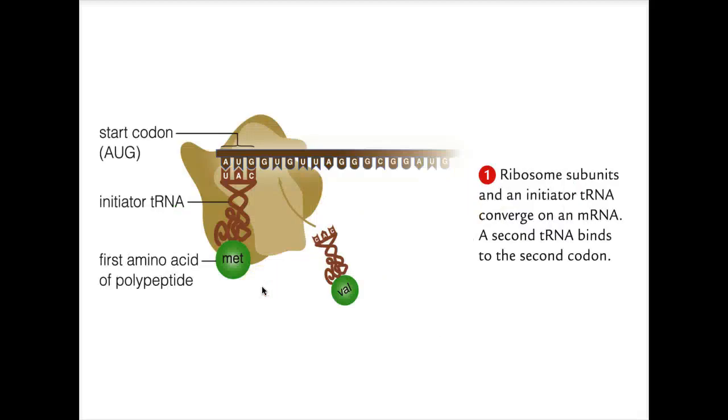So let's take the steps of translation one at a time. Here we can see the brown. This is our messenger RNA. Our ribosome has come together on our messenger RNA. And the first codon of our messenger RNA is our start codon, and it's AUG.